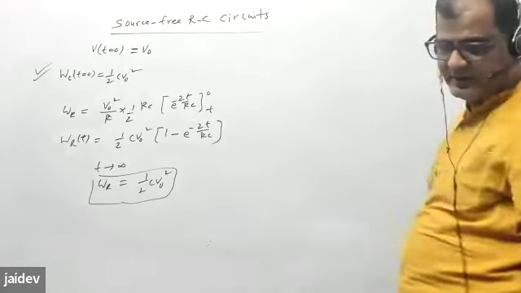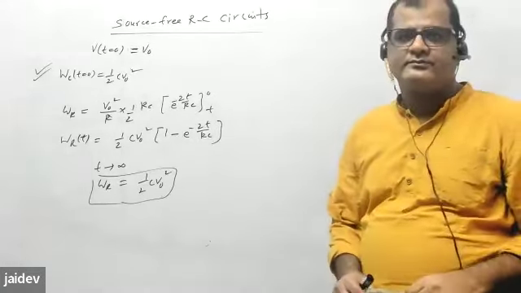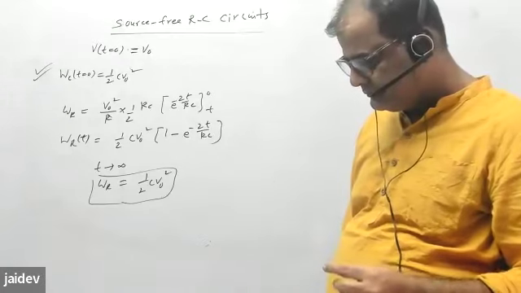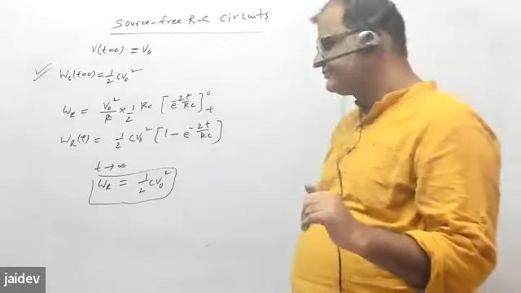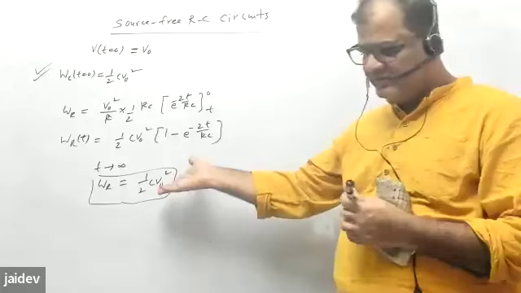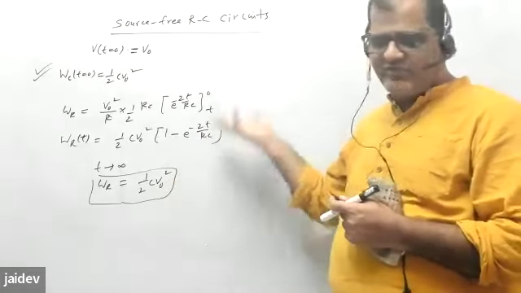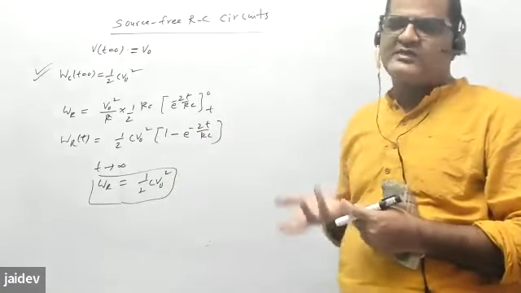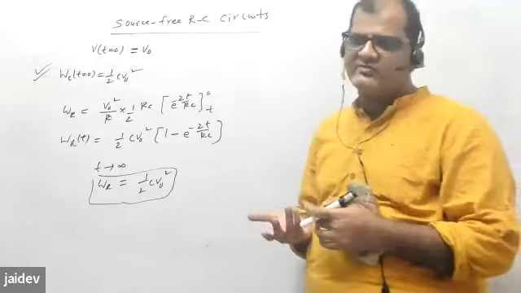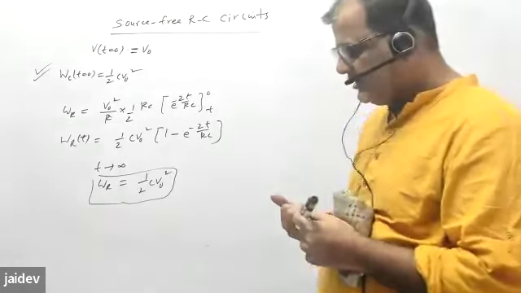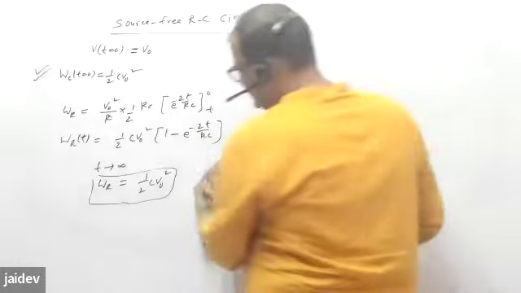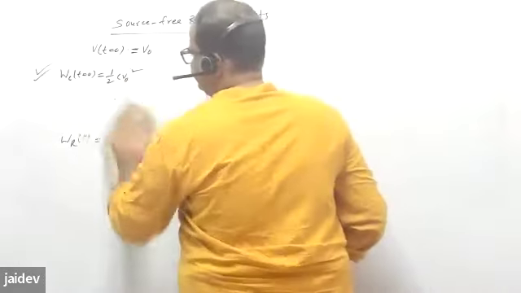Sir, for solving the problems, do we just have to keep the formulas in our mind, or all the derivations? No, derivation you don't need, only the formulas. Here I have already solved everything. For example, this is very simple: the total energy is half CV square, and that only will decay with time, because the voltage is becoming zero, so all energy is going to the resistor, by energy conservation. Just to demonstrate, I have shown this, and it is a really simple, easy integration.